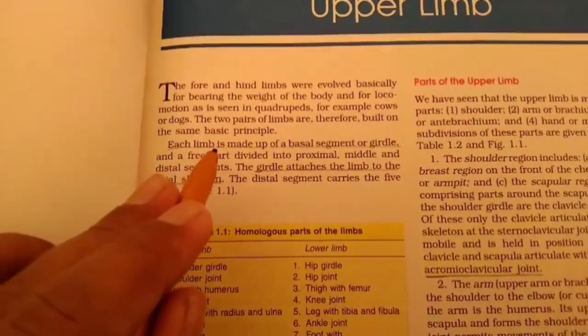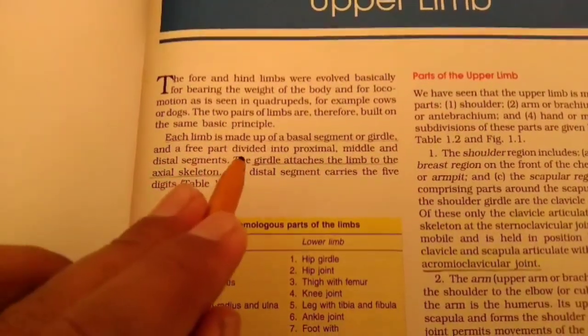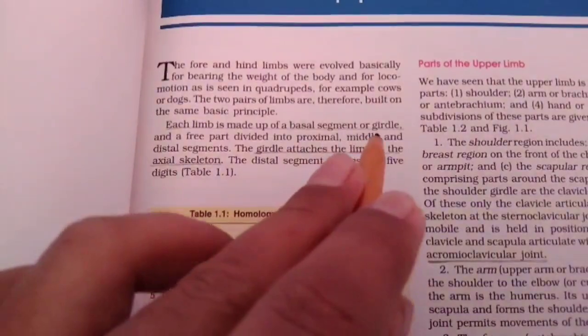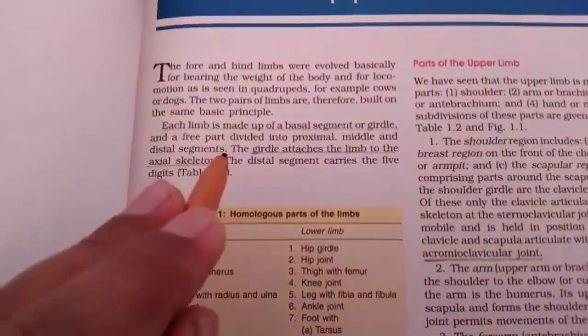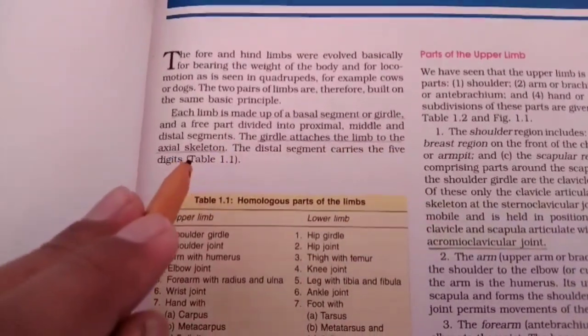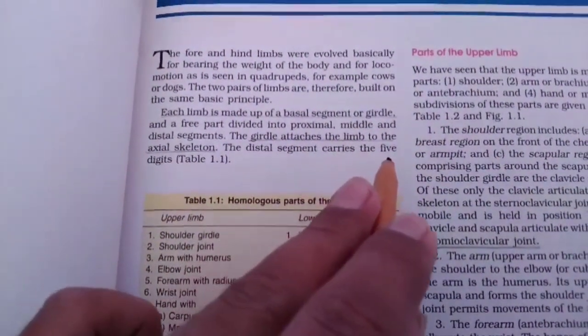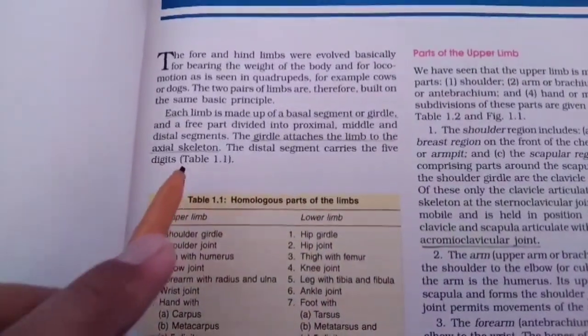Each limb is made up of a basal segment or girdle and a free part divided into the proximal, middle and distal segments. The girdle attaches the limbs to the axial skeleton. The distal segment carries the 5 digits.